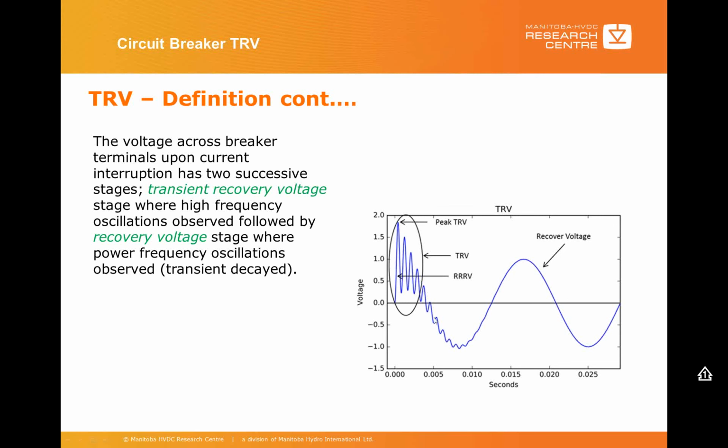The transient voltage, as you see here, has its unique features. It has a very high frequency, and it also damps out very quickly. In this case, this is a sample waveform where, within say half a cycle, you see that the transient is damped out.